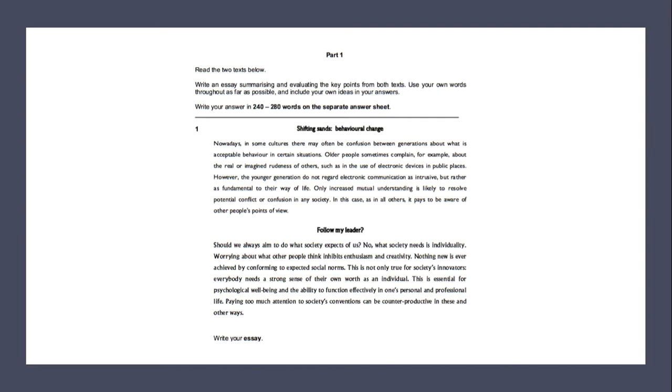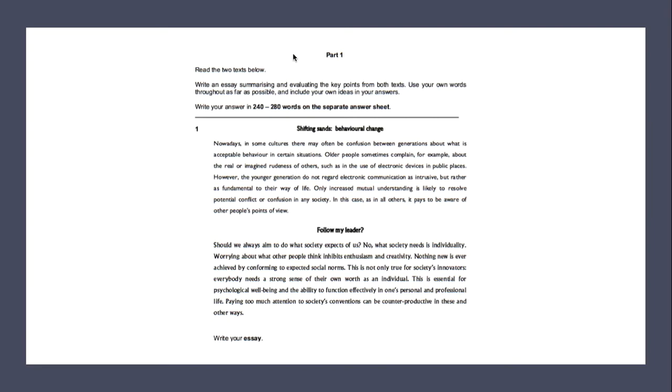Nowadays, in some cultures, there may often be confusion between generations about what is acceptable behavior in certain situations. Older people sometimes complain, for example, about the real or imagined rudeness of others, such as in the use of electronic devices in public places. However, the younger generation do not regard electronic communication as intrusive, but rather as fundamental to their way of life. Only increased mutual understanding is likely to resolve potential conflict or confusion in any society. In this case, as in all others, it pays to be aware of other people's points of view.